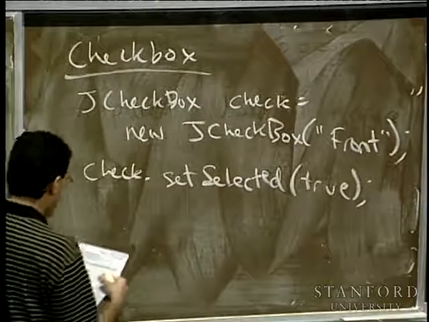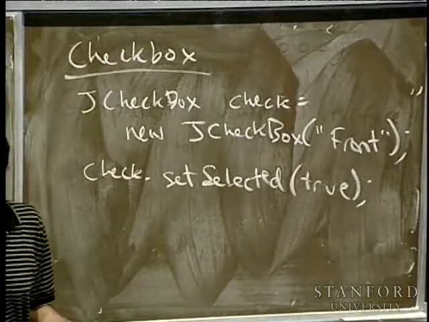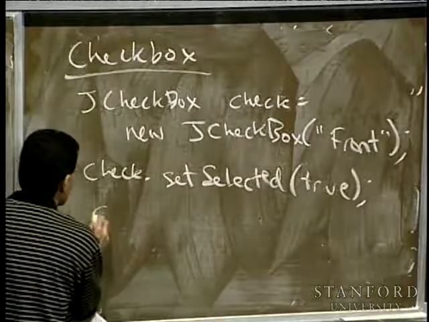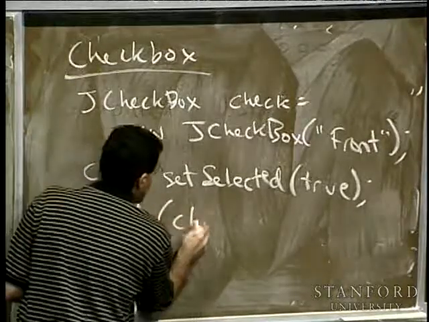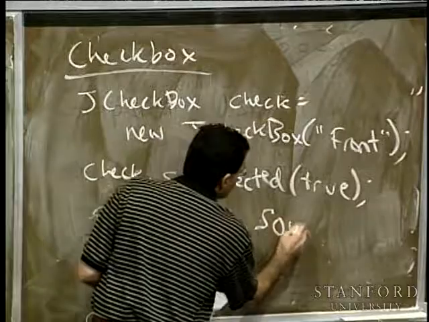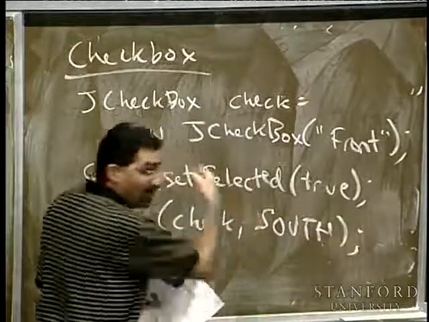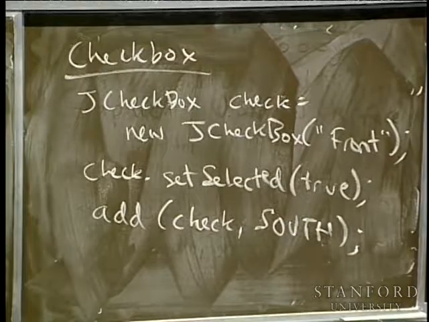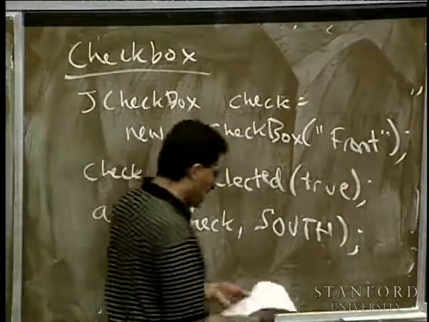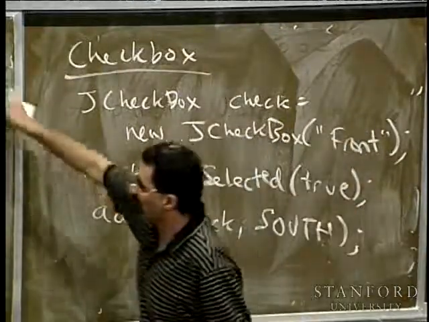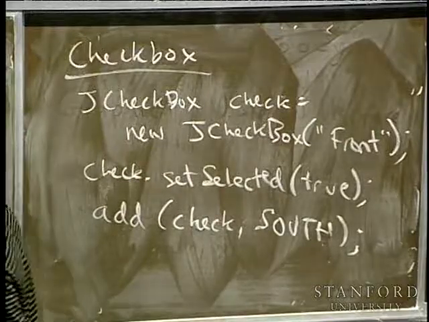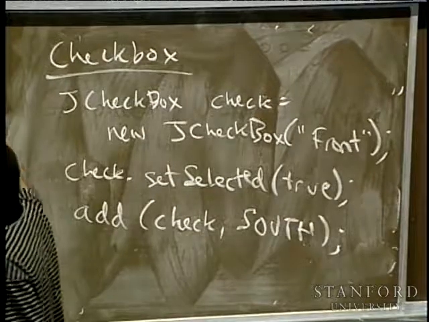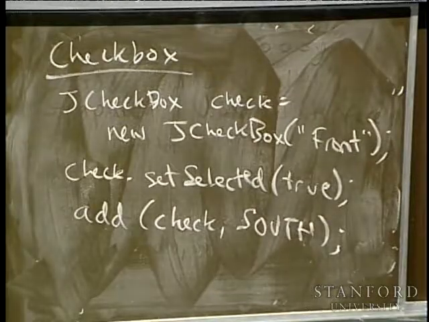Okay? And then when I create this thing and set its initial state, I need to add it to some region to show up on a control bar. So I can say, add check to the south region. And now I've gotten check on the south region. And so the thing you should be asking is, hey, now you've gotten the checkbox on the south region, how do you actually know when someone clicks the checkbox? Do you get this actionPerformed method called for you when someone clicks the box?